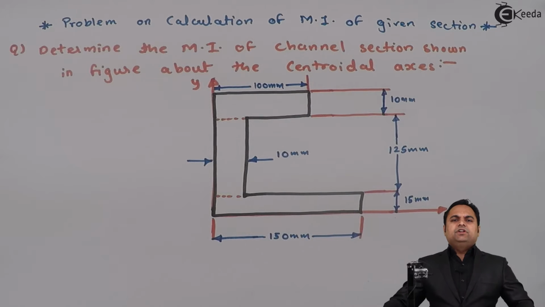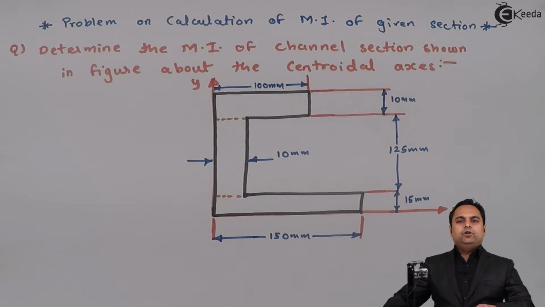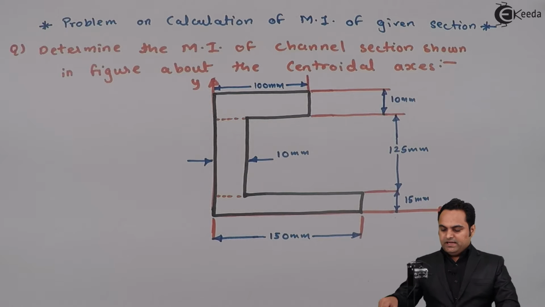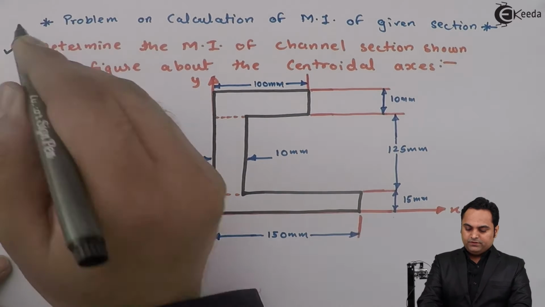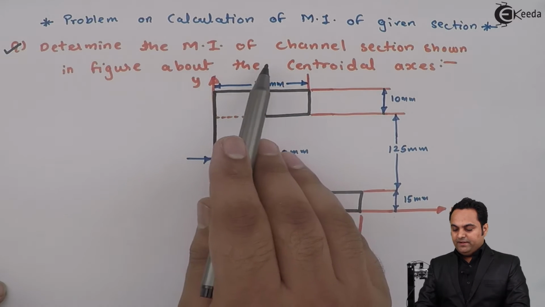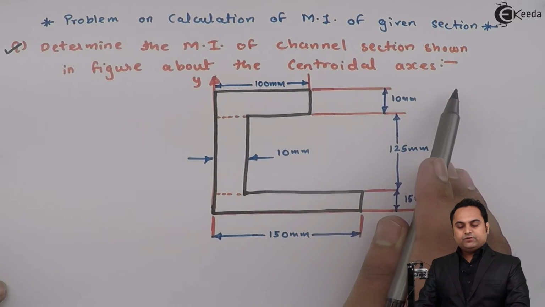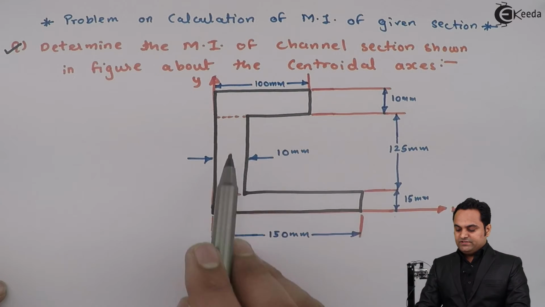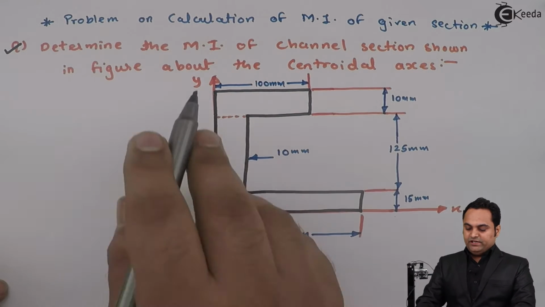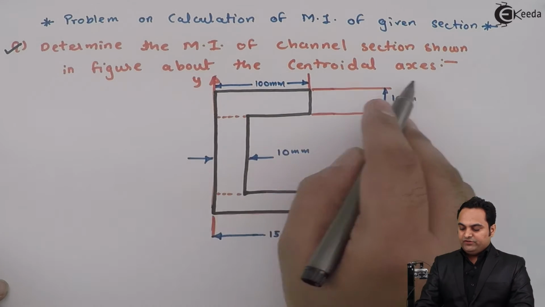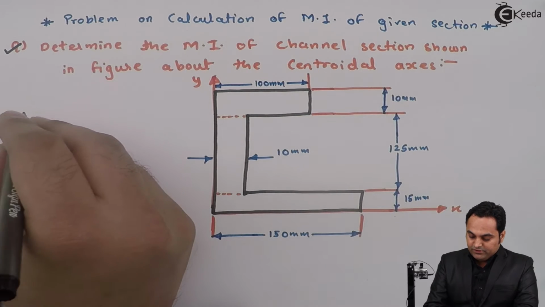Hello friends, here in this video we will see a problem on calculation of MI, that is moment of inertia, for the given section. And here is the question: determine the MI of the channel section shown in figure about the centroidal axis. So here is the C section which is given, and for that we have to calculate MI about the centroidal axis.